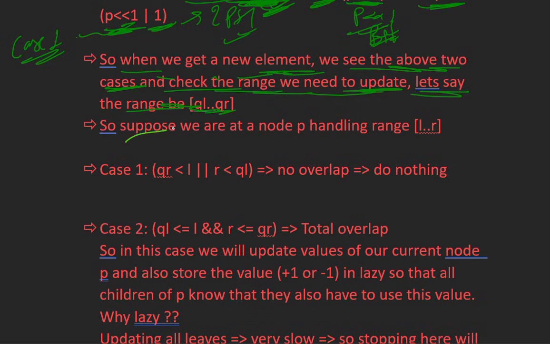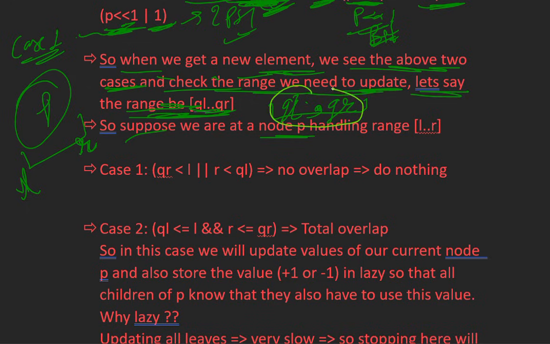Suppose we are at node p, which is handling the range l to range r. And our new range is ql to qr, the range that is affected due to the coming of the new element. So we have to update this range. So we will be checking what the different cases are for this node p.